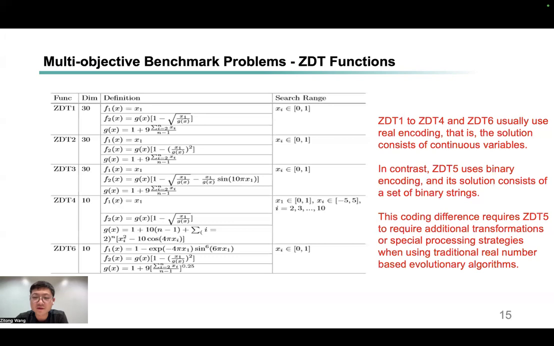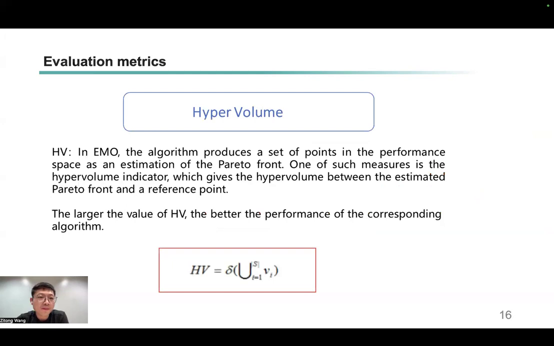In contrast, ZDT5 uses binary encoding, and its solution consists of a set of binary strings. This coding difference requires ZDT5 to need additional transformations or special processing strategies when using traditional real number-based evolutionary algorithms. So we don't use ZDT5.